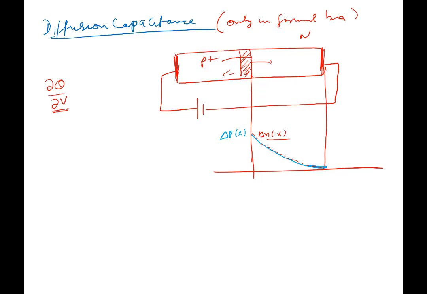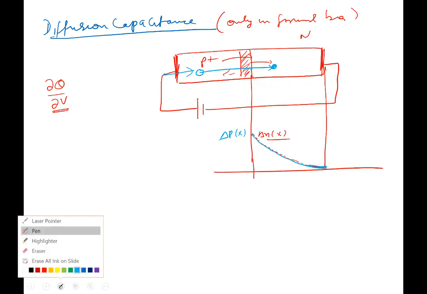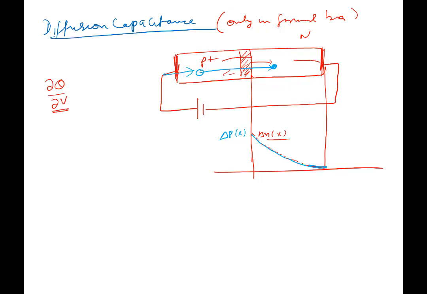So now, where did these holes come from? They came from? Note that the holes went like this, right? If I look at this particular point A, where did the hole come from? From left. From which terminal? Eventually from here, right? Positive charge came in from there. Where did the electron come from? There's an electron also there. Where did the electron come from? The electron came from here.